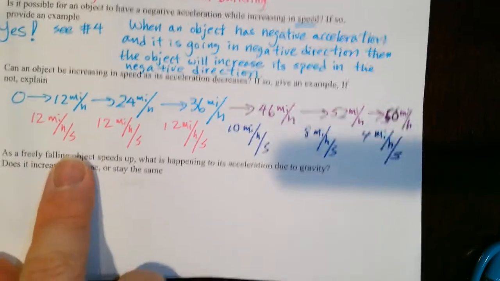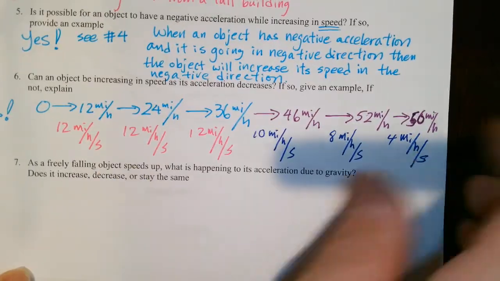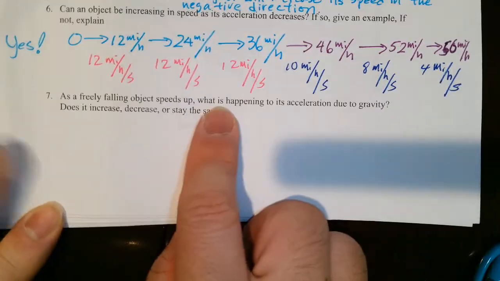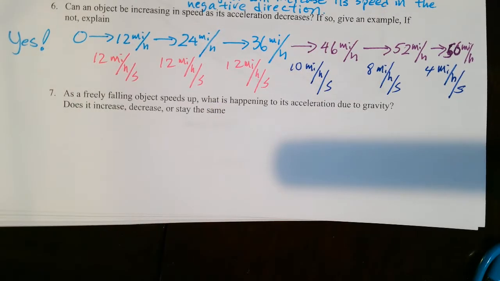Now, this one's kind of tricky, huh? But this happens every day when you're driving, believe it or not. You just don't realize it. As soon as you let off on your accelerator, you are actually decreasing your acceleration, but you're still going faster and faster.